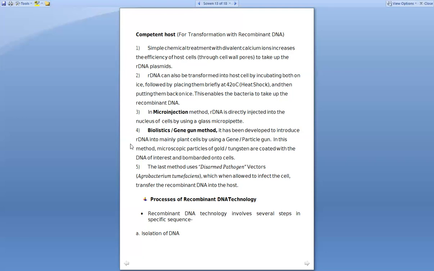The fourth type is biolistics, or we can simply say the gene gun method, right?